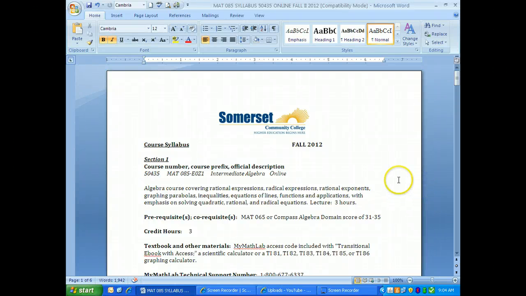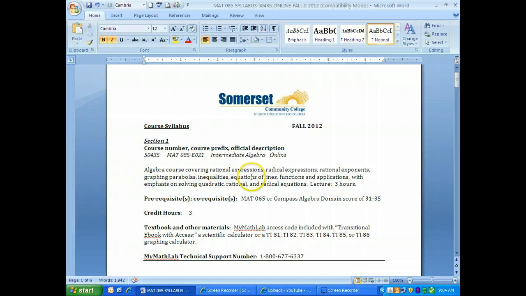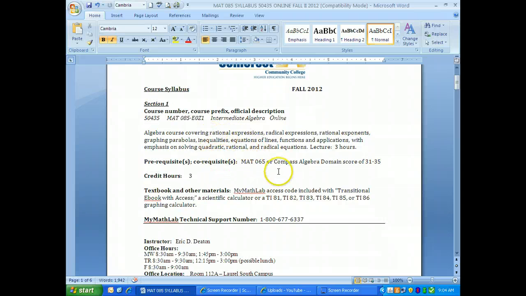Let's go over the syllabus right quickly. This is a second bi-term class, which means it only meets for 8 weeks. You're in intermediate algebra. This is just a description of what's going on.